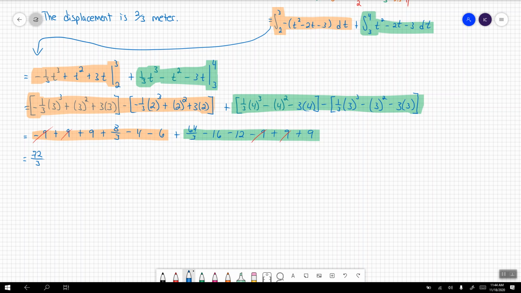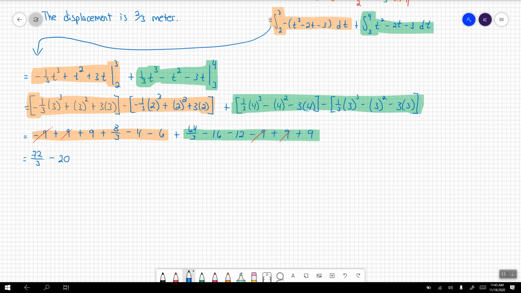So 8 and 3, that's good. We also have 9 and 9, that's going to be 18. So I'm going to have an 18, and then I'll take this step by step. 18 minus 4 gets us 14. 14 minus 6 gets us 8. 8 minus 16 gets us negative 8. Negative 8 minus 12 gets us negative 20. So here we have minus 20.